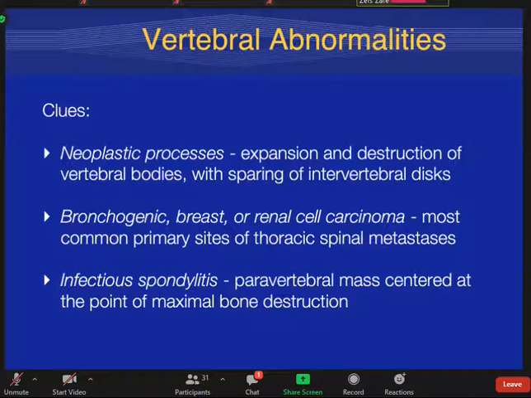So, neoplastic processes are usually easily identified by expansion and destruction of vertebral bodies with sparing of intervertebral discs. Bronchogenic, breast, or renal carcinoma are the most common primary sites of thoracic spinal metastases. Infectious spondylitis is distinguished from neoplastic processes by the presence of a paravertebral mass centered at the point of maximal bone destruction.